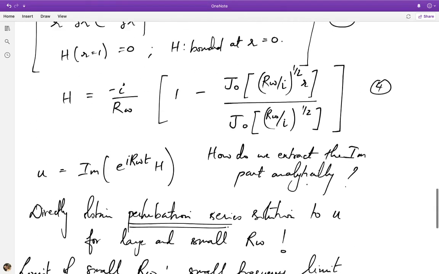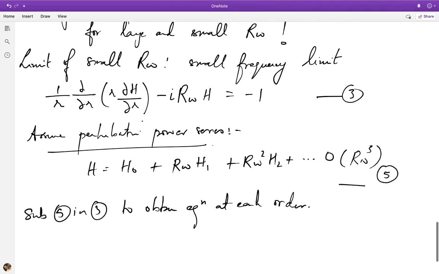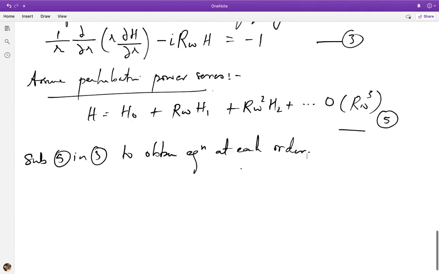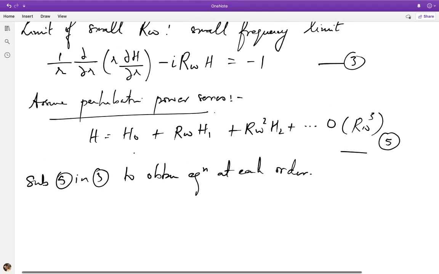Remember, my boundary conditions are quite simple. They're just h equal to 0 and h being bounded. So that translates across all the different orders. So H0, H1, H2 and so on will all be 0 at r equal to 1, and they should all be bounded at r equal to 0. So the boundary conditions are simple for each order. Now the governing equation can be obtained also rather simply.